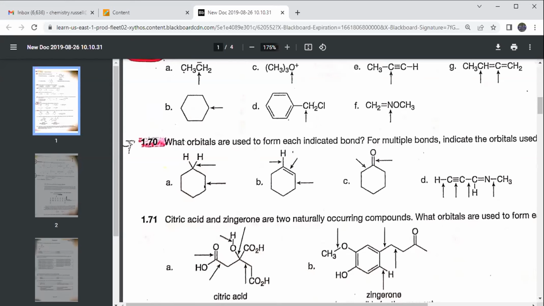To answer this question, to put it on paper, we would put sp3 plus sp3 and we'd be done. Or not plus, just put a dash in between the 2. So sp3 dash sp3, and that's telling you that the orbitals used to make this bond are sp3 hybrids.